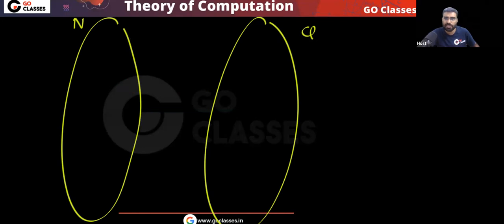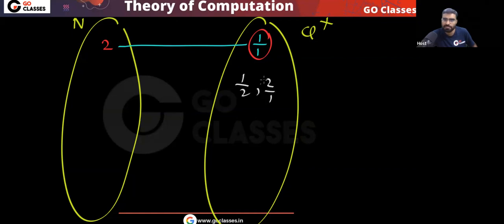A simple question I'm asking. Tell me, to whom will you map this? You will assign this to 2. Yes, many students are saying 2. Yes or no? Tell me, whom will you assign these 2 numbers? You will assign them to 3. Correct or not?